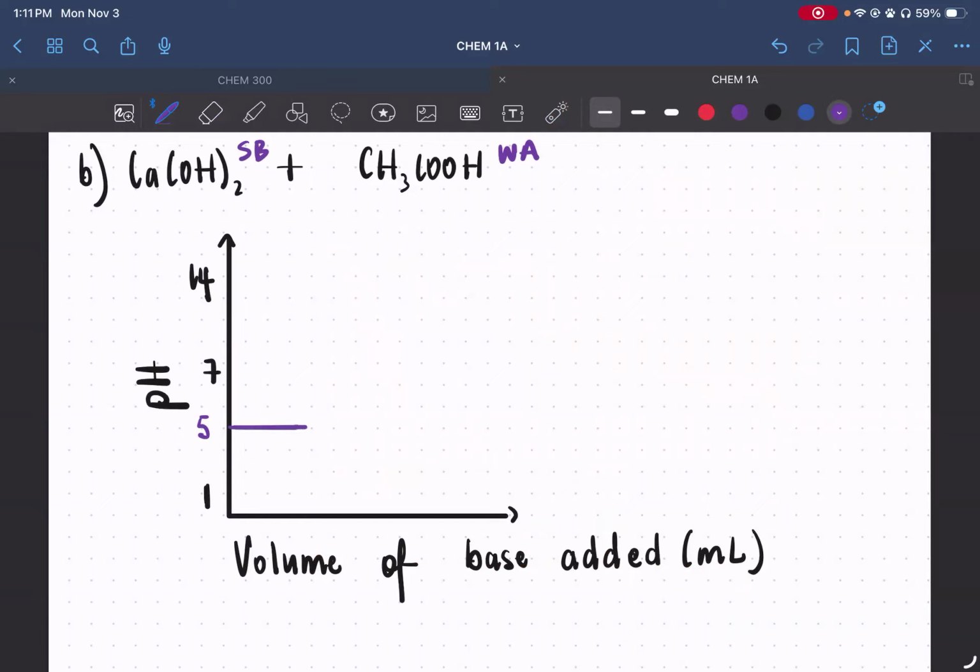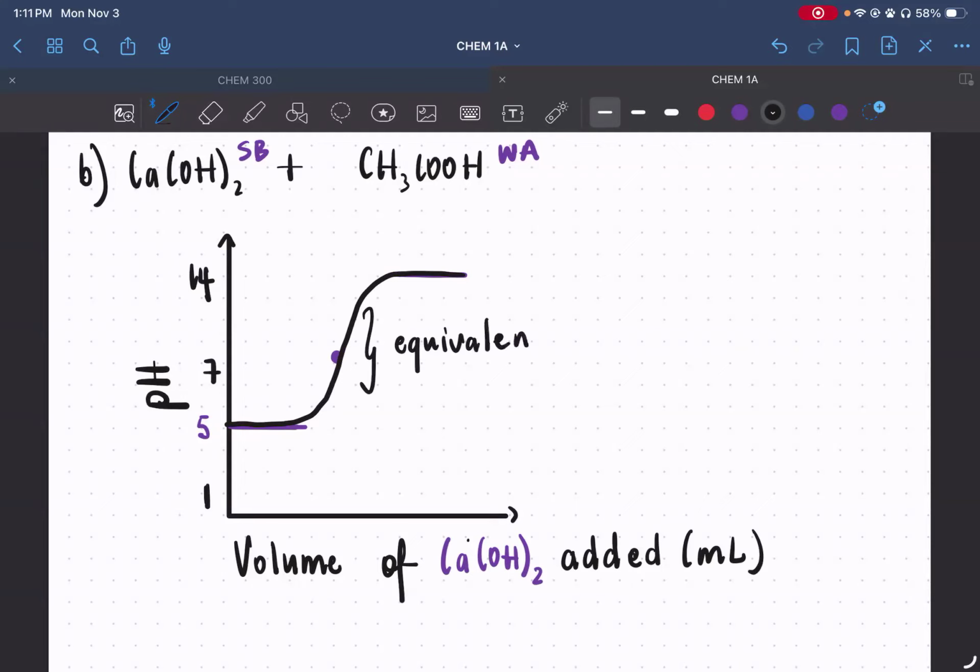I know that my equivalence point is going to be around 7. And the fact that I have a strong base means it's going to go all the way to 14. Remember, of course, now that we've identified our base, we're going to update the caption on the x-axis. It is volume of calcium hydroxide added. Once we identify those big points, we're then going to draw our S-curve. All that's left is to identify and explicitly label our equivalence point.